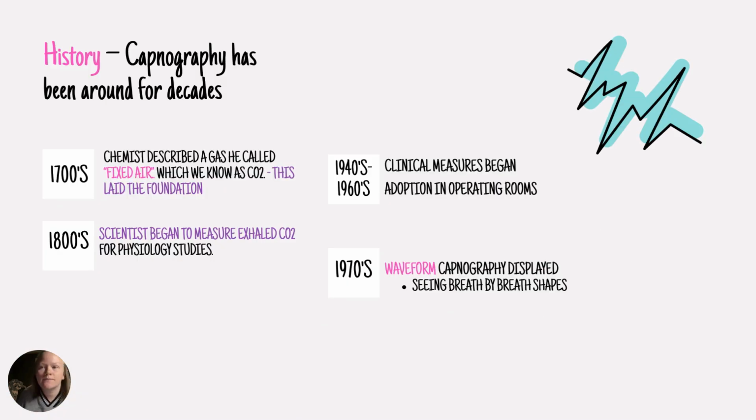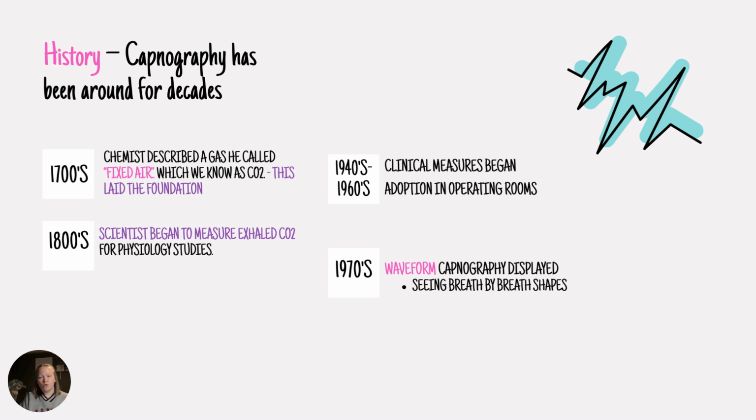Let's talk about a little bit of history. Most people don't know that capnography has actually been around for decades. Starting in the 1700s, Scottish chemist Joseph Black described a gas that he called fixed air, which is now what we know as carbon dioxide, or CO2. This discovery kind of laid the foundation for understanding gases in respiration. It wasn't until the late 1800s that scientists realized that exhaled breath contained more CO2 than inhaled air, and that this gas was a product of metabolism.